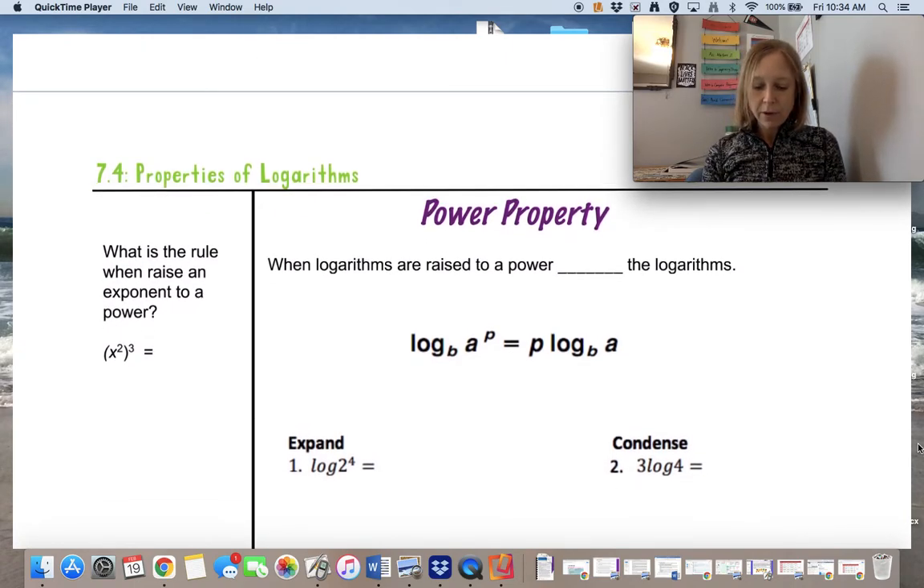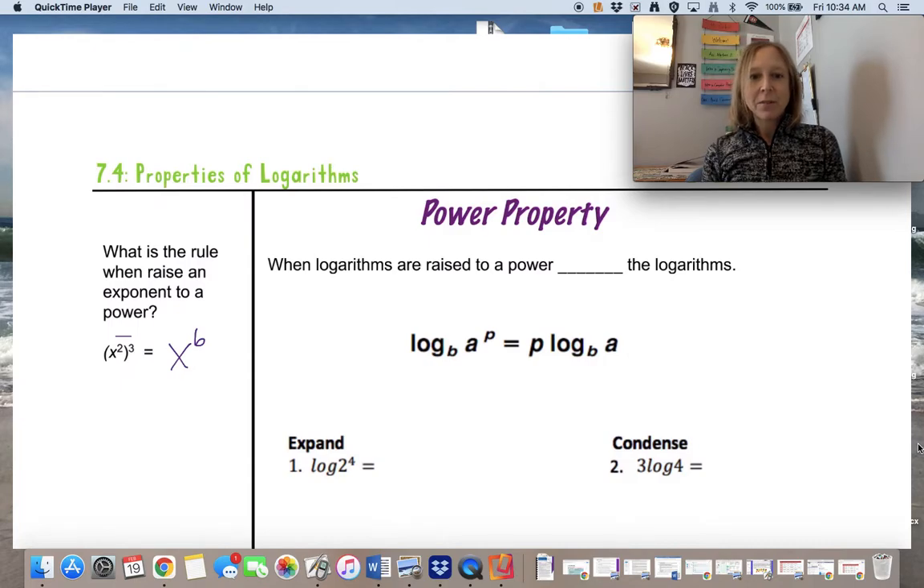Our third property is called the power property. So let's think back to exponents. What is the rule when you raise an exponent to a power? If I have x squared to the 3rd power, the rule is we distribute, or in other words, we multiply. So this would equal x to the 6th power.